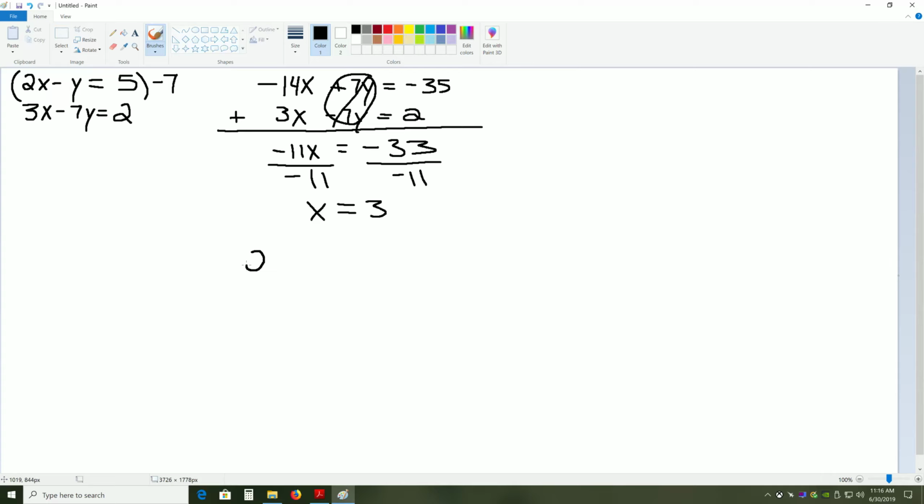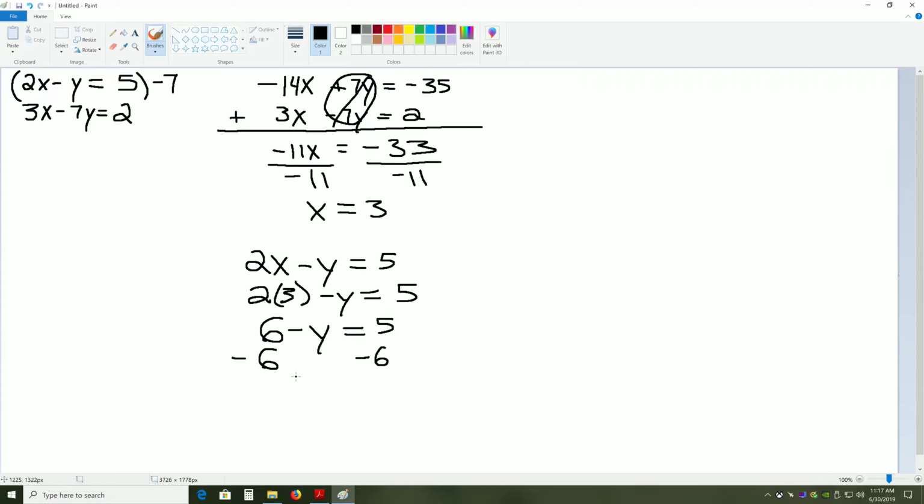So we'll take the first equation, 2x minus y equals 5, and we'll plug that 3 in for the x to get 2 times 3 minus y equals 5, which gives us 6 minus y equals 5. Subtracting 6 from each side to get the y alone gives us negative y equals negative 1. And finally, dividing each side by negative 1 gives us y equals positive 1.